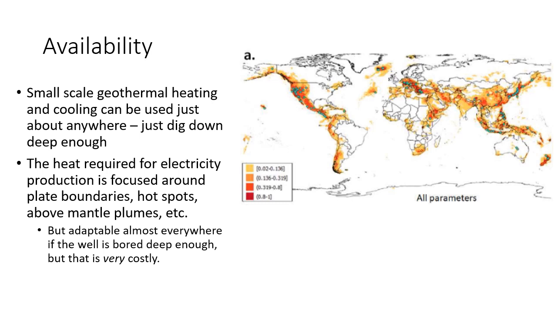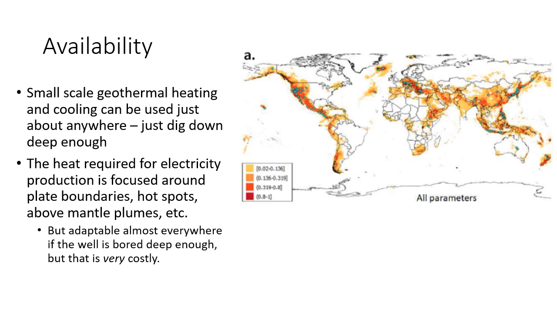Lighter shades of red or orange mean less suitable, and the white on this map is where it is not suitable at all. So it wouldn't be a good option in the Midwest of the United States. It wouldn't be a good option in the southern United States. It wouldn't be a good option in the Scandinavian countries, but it is an option in many other places around the world. So it's one of those things where a geothermal power plant is really dependent on the location.